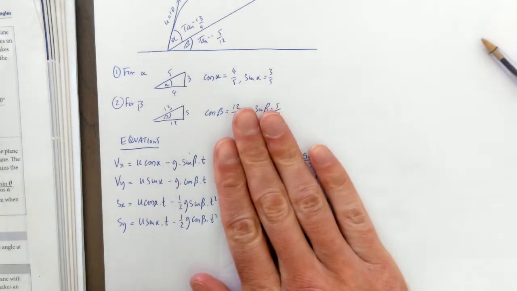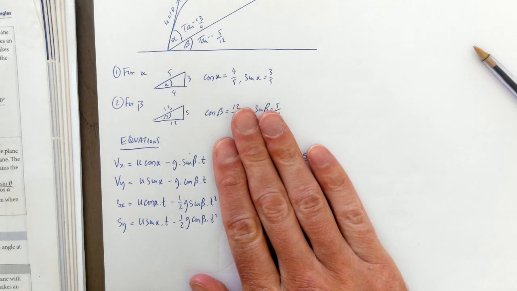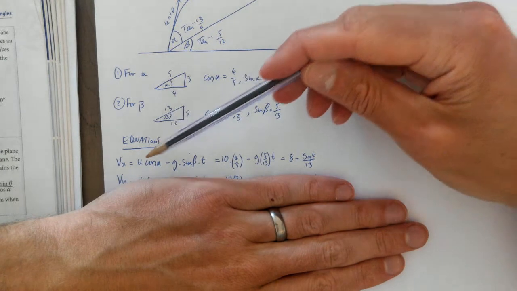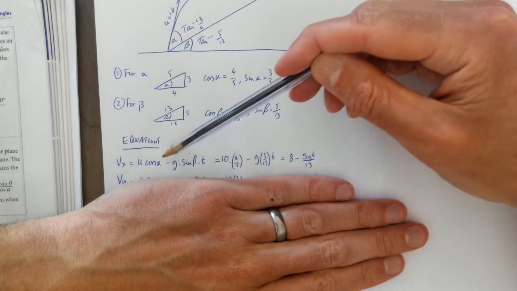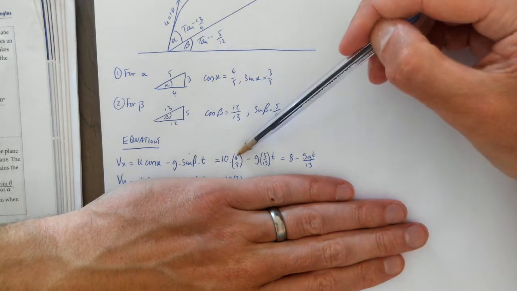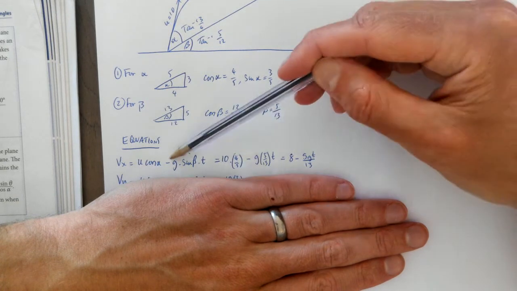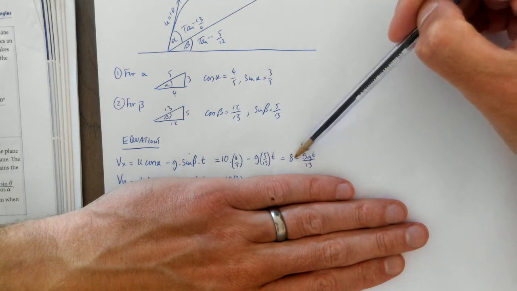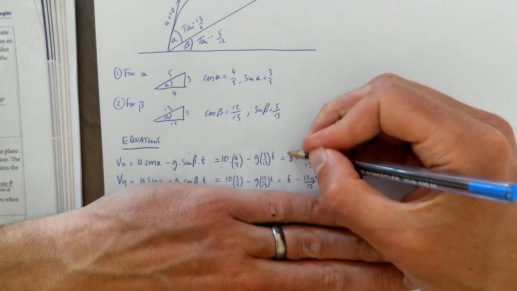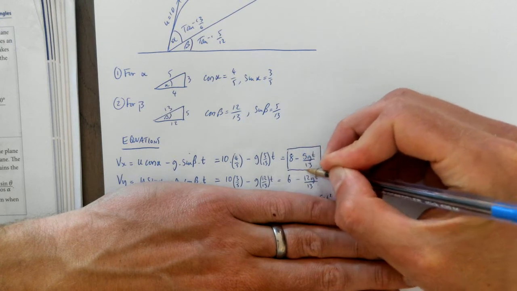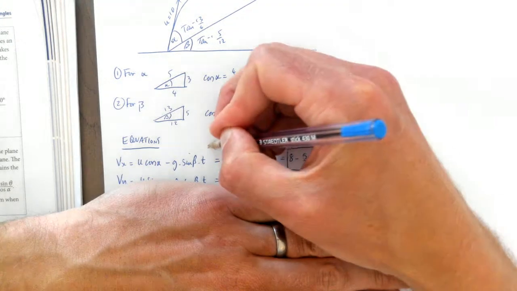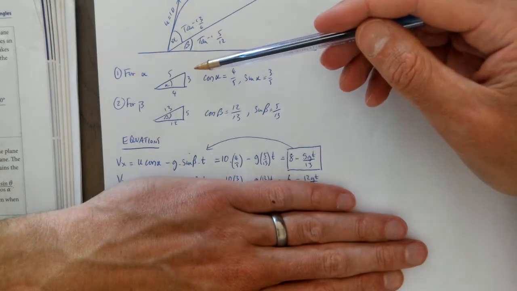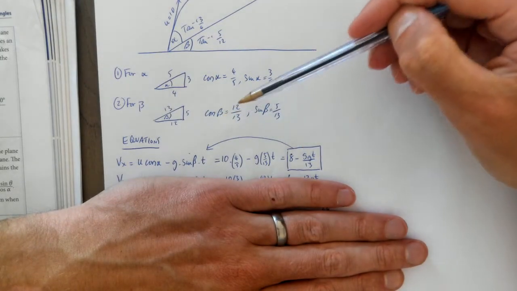So straight away, we know this anyway, don't we? What I'm going to do now is just put in the values, right? So u is 10, cos alpha is 4/5, minus g sine beta is 5/13, t simplifies to 8 minus 5g. So this looks a lot nicer than that, doesn't it? When you get this information, just put it in and simplify it.